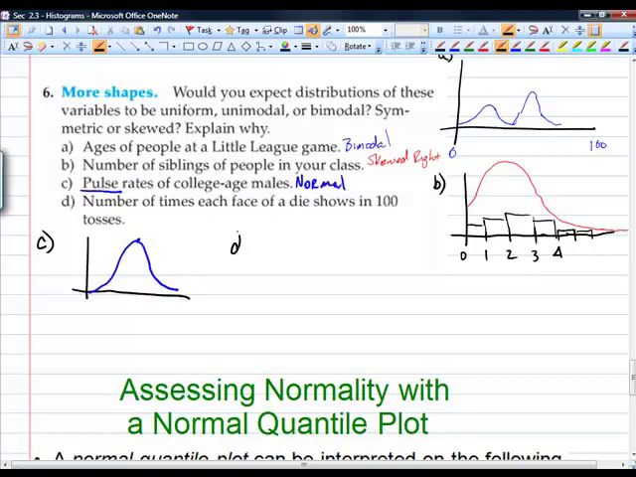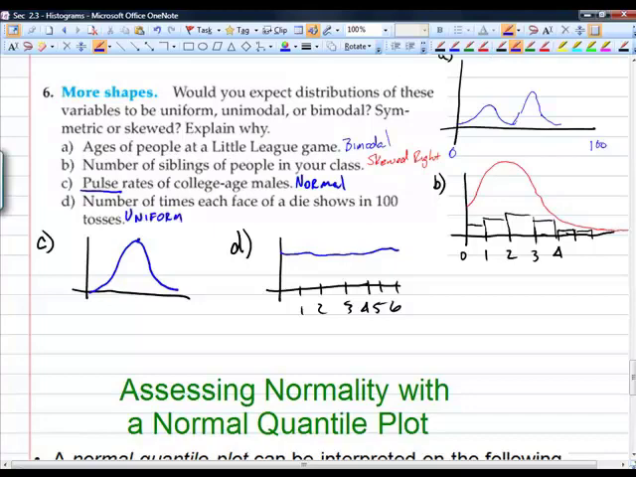And then the last one here is the number of times each face of a die shows up in 100 tosses. So we got our frequency, and then how many faces are on a die? 6. Now we're assuming it's a fair die, which means that each side is equally likely to turn up, right? What shape do you expect this to have? Uniform. If you've tossed the die 600 times, we expect to get about 100 1s, 100 2s, 100 3s, 100 4s. So this would be a uniform distribution.